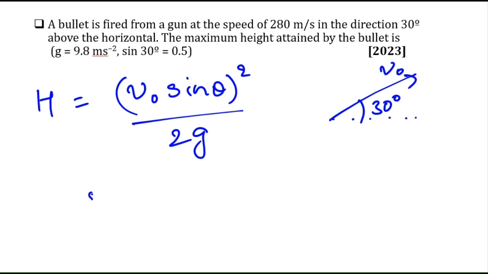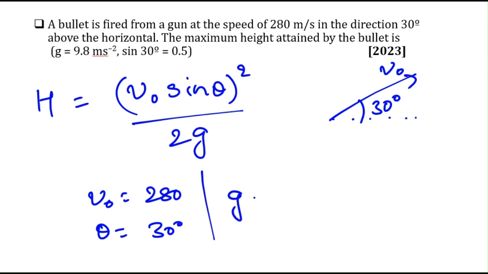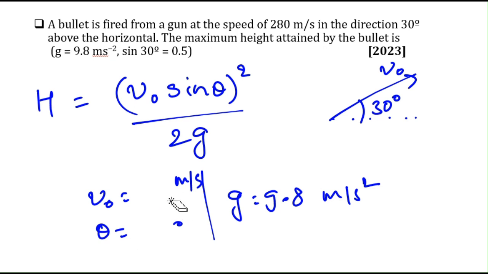Here V naught is nothing but 280 meter per second, of course, and theta is 30°, and we have to take g equals to 9.8 meter per square second, and this one is in meter per second. So whatever height will come, that will come in meter. So we just need to put all these values here and do the calculation. We can do this very easily.